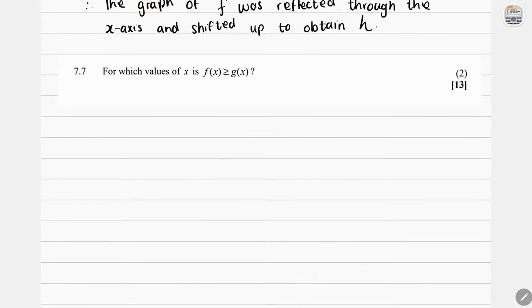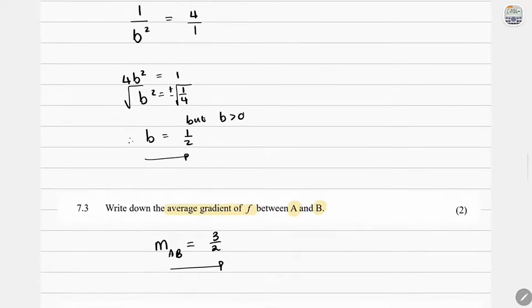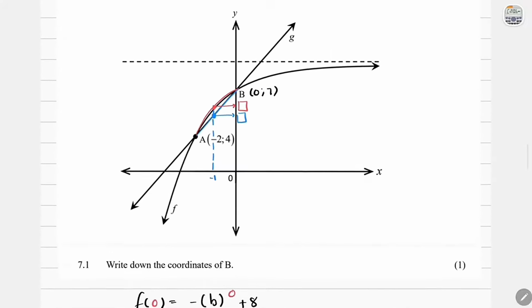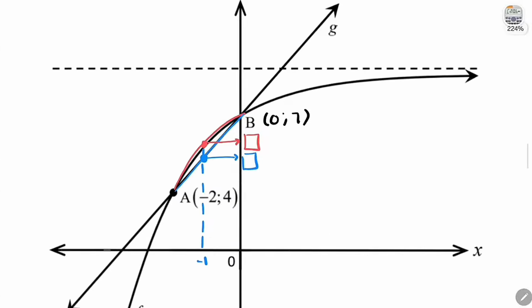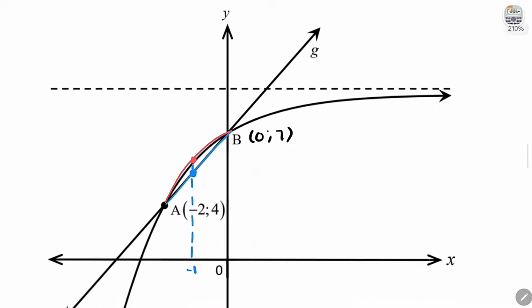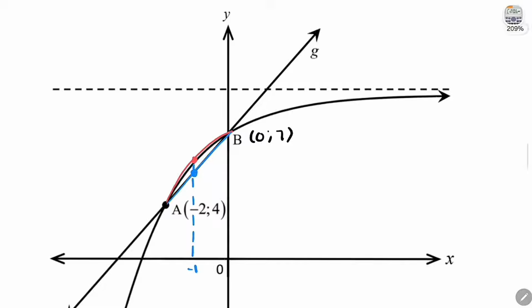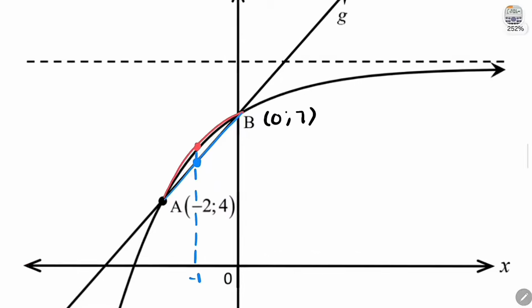Question 7.7 says, for which values of x is f of x greater than or equal to g of x? Okay, so f of x greater than or equal to, let's look at where they are equal and then we can see where they're greater. And this really, from 2 questions up, really helps us a lot with this. Okay, so you can see that the graph of f is marked in red and the graph of g is marked in blue. Where is the graph of f of x greater than or equal to g of x?